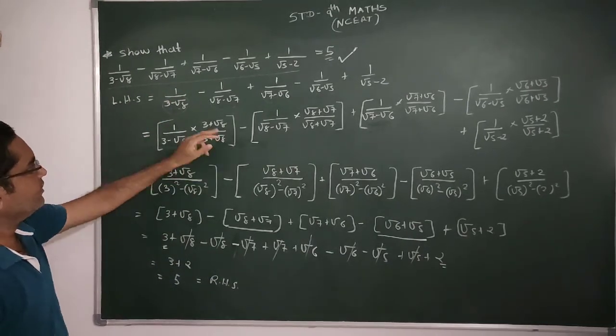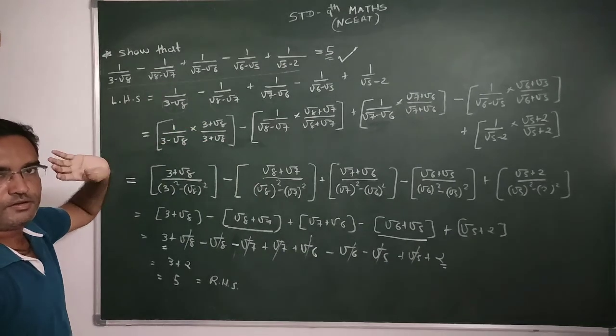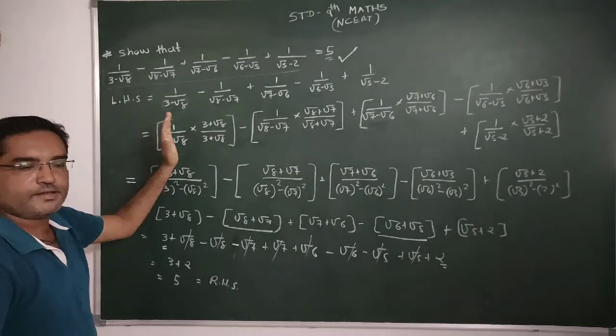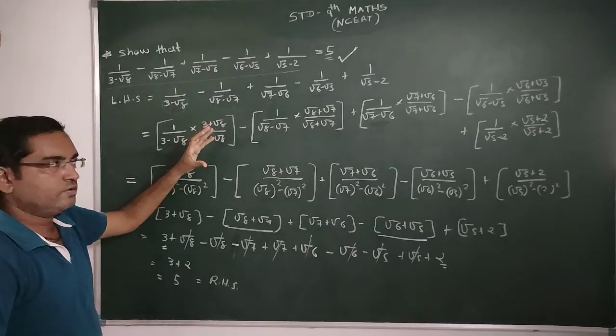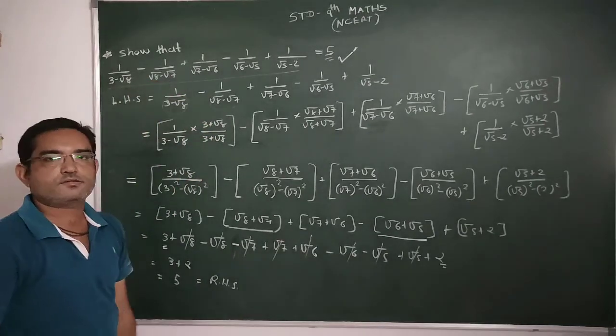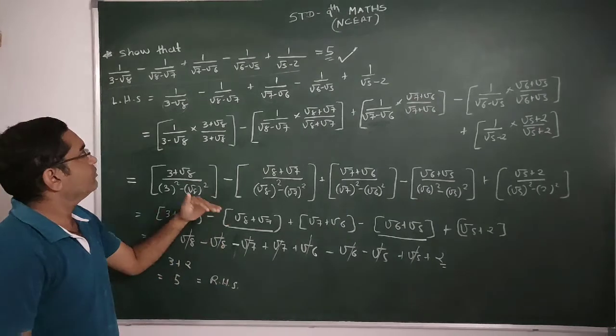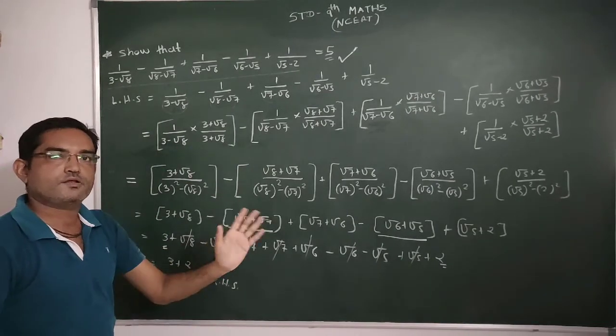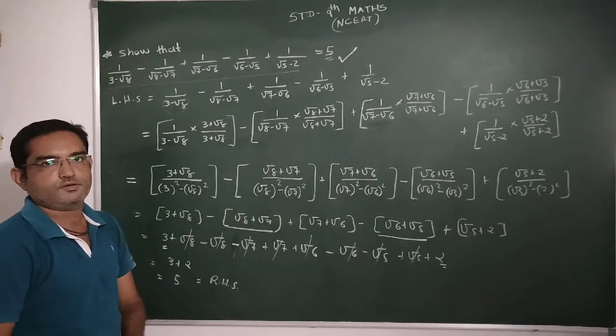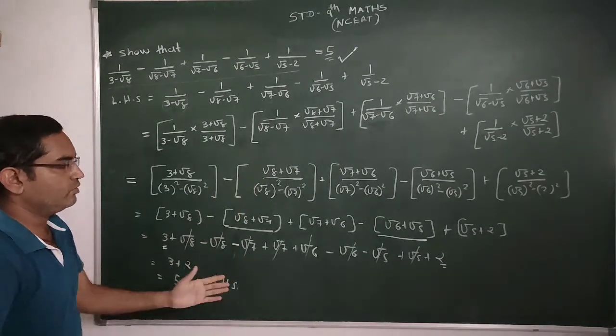The concept is rationalization of denominator. The only concept is rationalization of denominator. For a number whose denominator is an irrational number, you have to convert that irrational number into a rational number. That means the rationalization process. Clear friends? So pause the video to note it down.